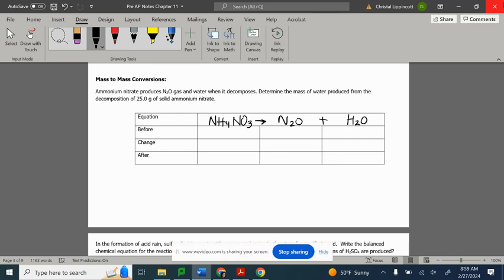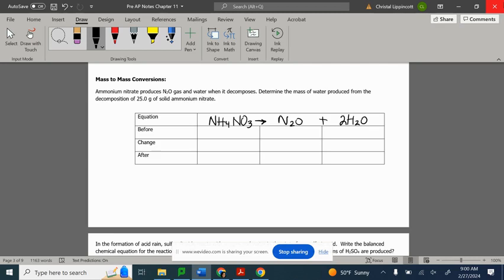Okay, balance this. I've got 2 of those. I have 3 of those. Okay, I don't have 4 of those though, so I need to put a 2 here. So I've got my 4. Then that takes care of my oxygen too. So my oxygen's now balanced, so I think I'm balanced. Can you guys confirm that?